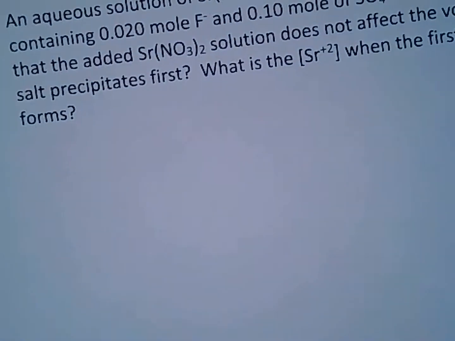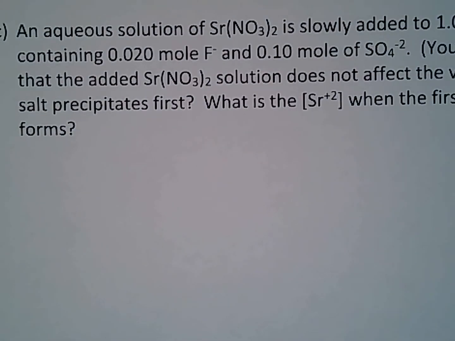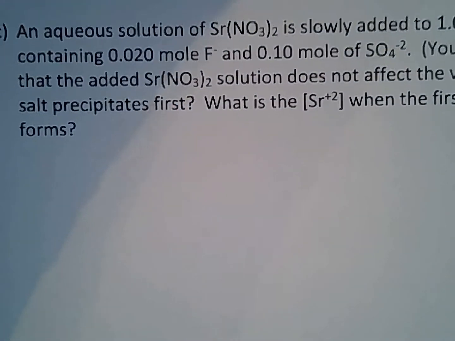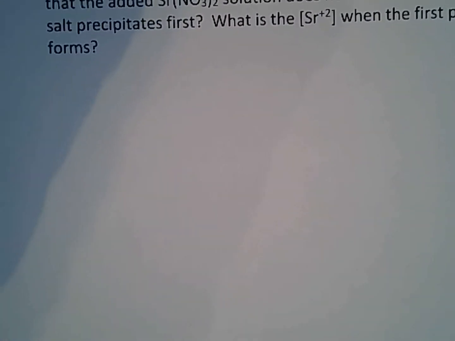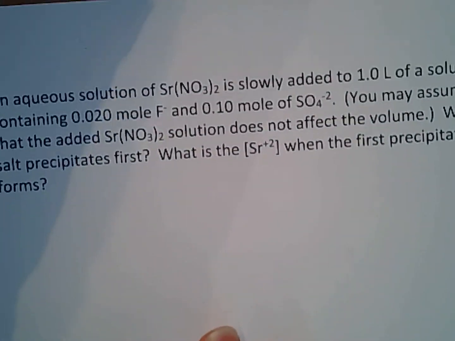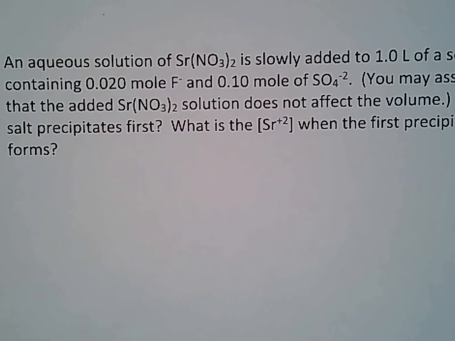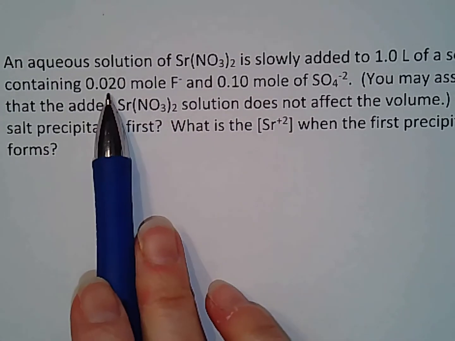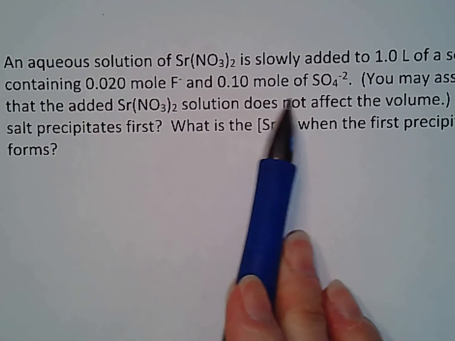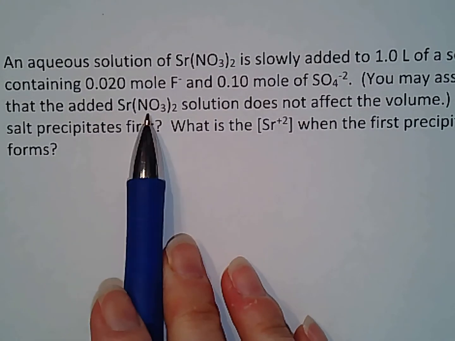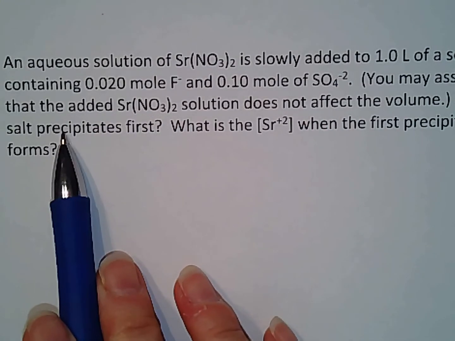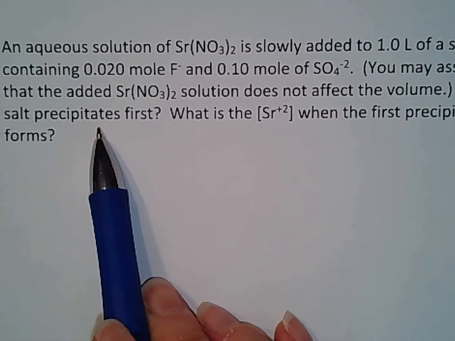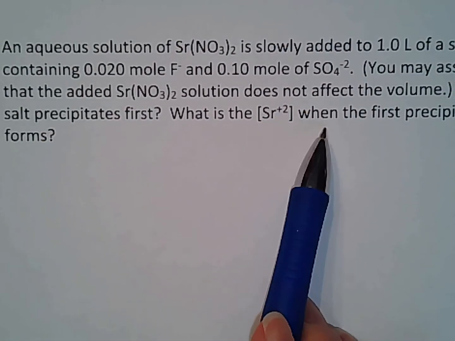A more complicated problem is probably this one. If I have an aqueous solution of strontium nitrate that is slowly added to a 1 liter solution containing 0.024 moles of fluoride and 0.01 moles of sulfate. You could assume that adding the strontium nitrate does not affect the volume. It's always going to be asking which salt precipitates first. What is the concentration of the strontium when the first precipitate forms?